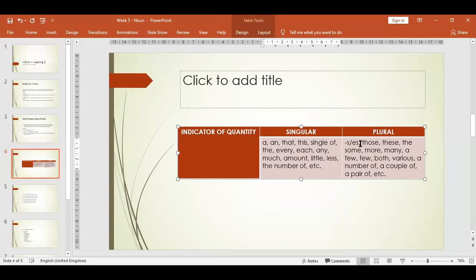For plural, normally we use additional s or es ya at the end of the noun, and then ada those, these, the, ini juga ada koma, sorry, and then ada some, more, many, a few, both, various, a number of, a couple of, a pair of, etc.